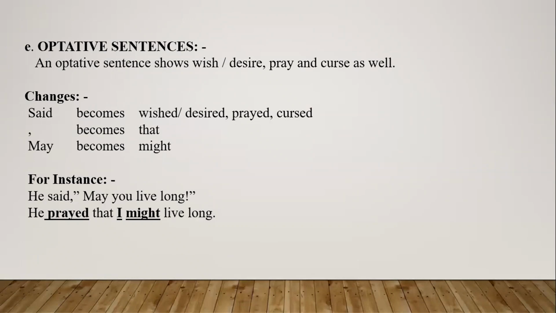A very important thing I'm going to let you know so that you can easily identify which sentence is optative: an optative sentence always starts with may. That's called a modal verb. So you can see an example. He said, "May you live long!" And there is an expression, right? The exclamation mark shows a strong desire, maybe a strong prayer might be possible.